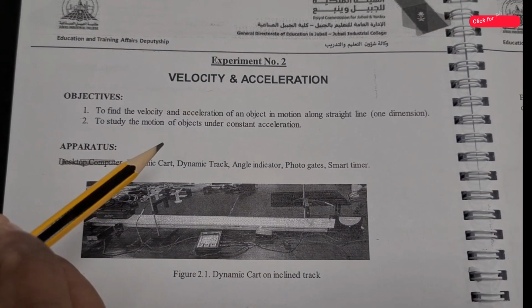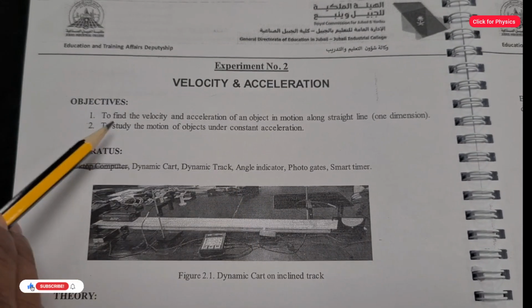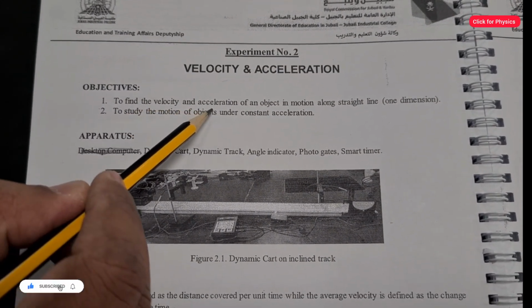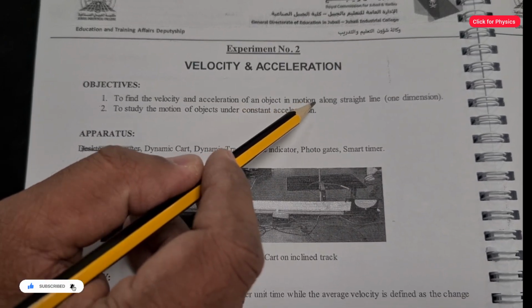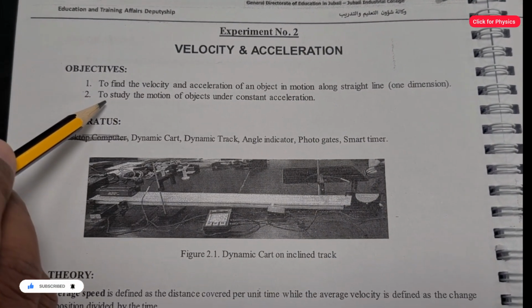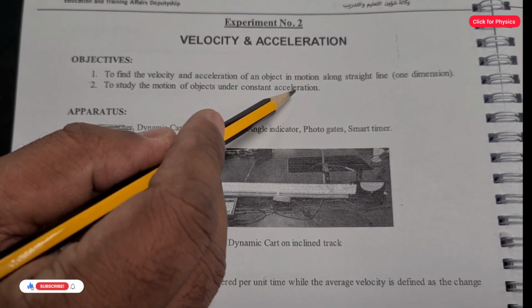Today, I am going to explain the experiment velocity and acceleration. The objectives of this experiment are to find the velocity and acceleration of an object in motion along a straight line, one dimension. The second objective is to study the motion of an object under constant acceleration.